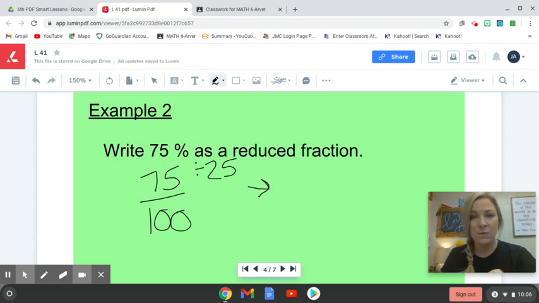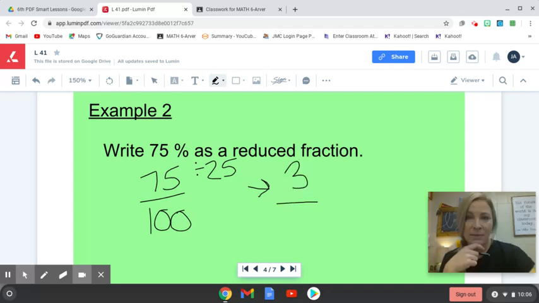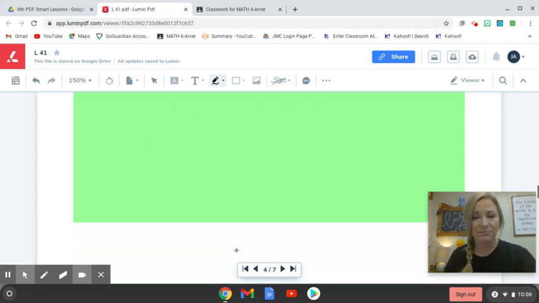75 divided by 25, like I said, think in terms of quarters. That leaves us with 3. And 100 divided by 25 is 4. 3/4, we can't reduce any further than that. 75% as a reduced fraction is 3/4.